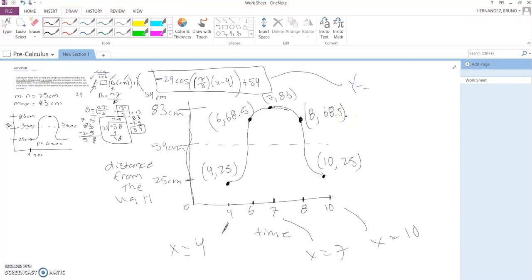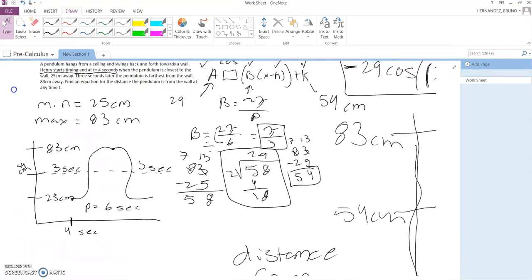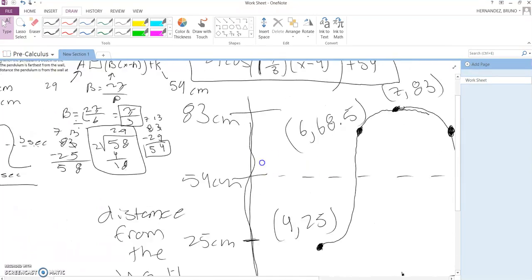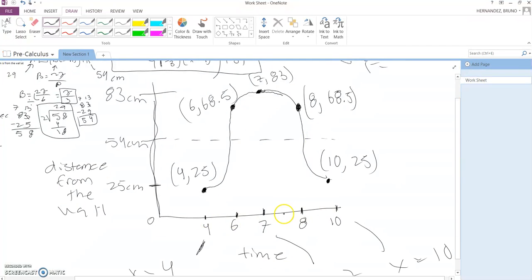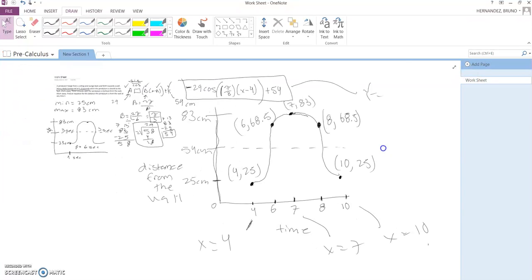And if you want to do more cycles, you can do another cycle and keep going. And if you want to check at any point, like in the problem where it says to find an equation for the distance of the pendulum from the wall at any time, you can just put in any x value on the x axis, and it will take you to its distance from the wall. And yeah, that would be all.